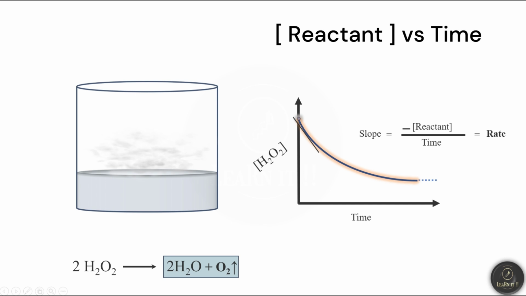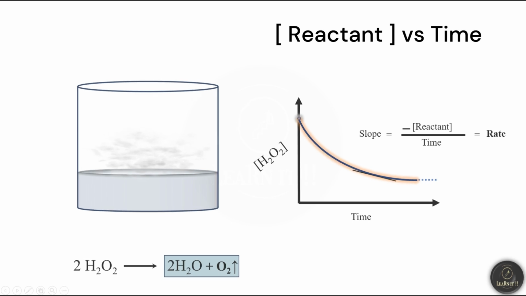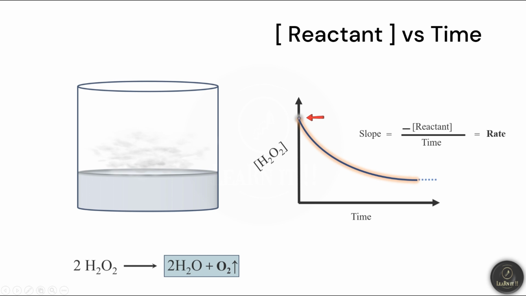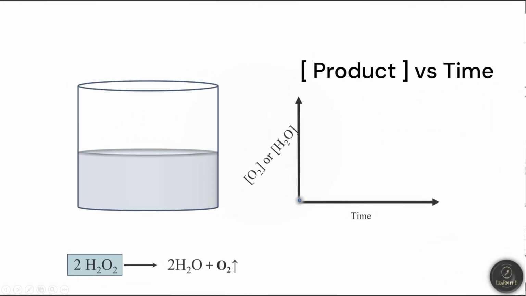Notice how the graph shows a decreasing slope as the reaction continues. The rate of reaction is fastest at the start when the concentration of hydrogen peroxide is high. As more hydrogen peroxide is converted into water and oxygen, the concentration becomes lower and the rate of reaction slows down. Eventually, the graph flattens out as the reaction nears completion and there is little to no H2O2 left to decompose. Now let's look at the concentration of the product.